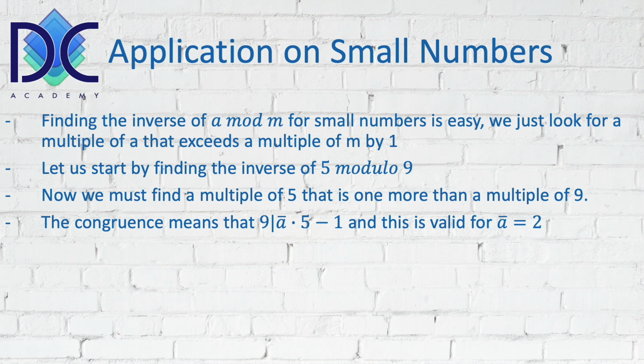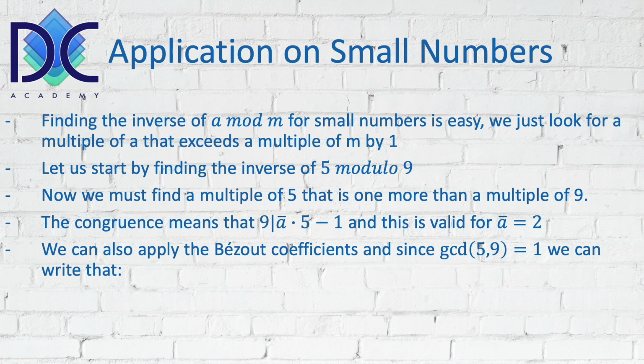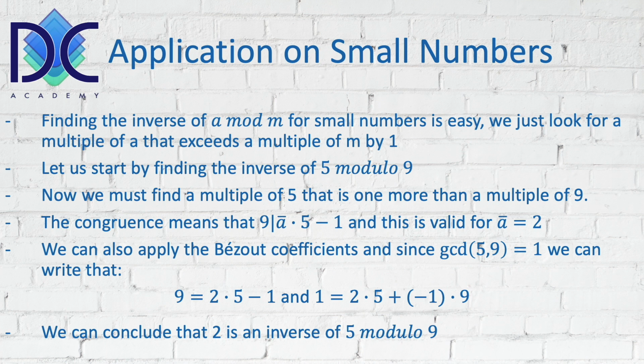And when we look at the values, we can immediately see that this is valid for the inverse of A equal to B to 2. Now we can also apply the Bezout coefficients, and since the GCD of 5 and 9 is 1, they're pairwise relatively prime, we can also write that 9 is 2 times 5 minus 1, which leads to 1 is 2 times 5 plus minus 1 times 9. So now we have the Bezout coefficients for this expression, and we can conclude that 2 is an inverse of 5 modulo 9.